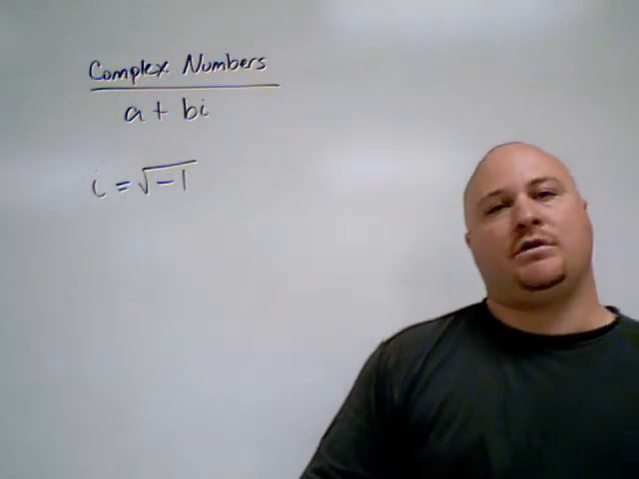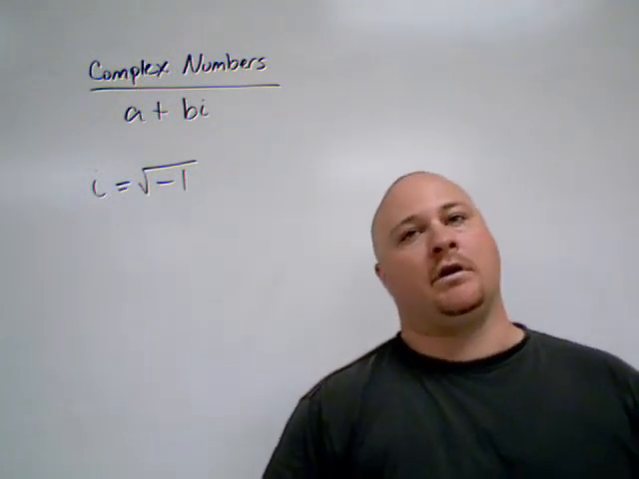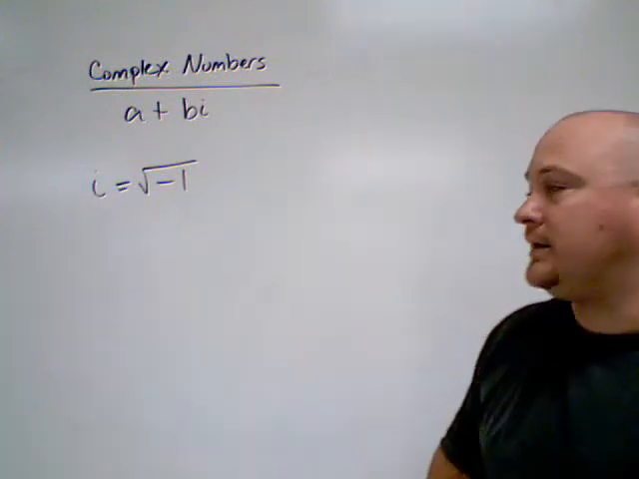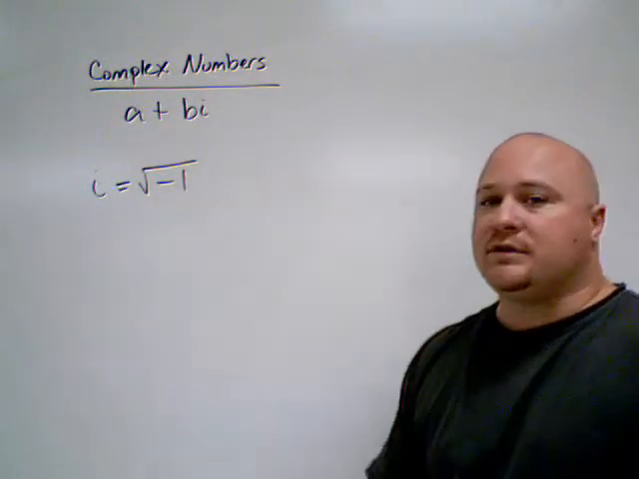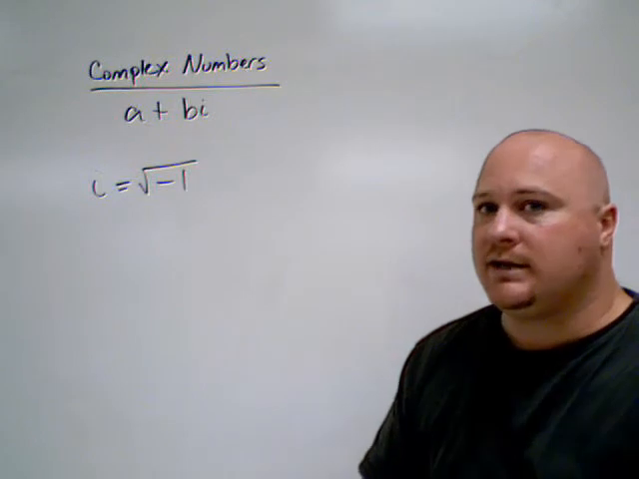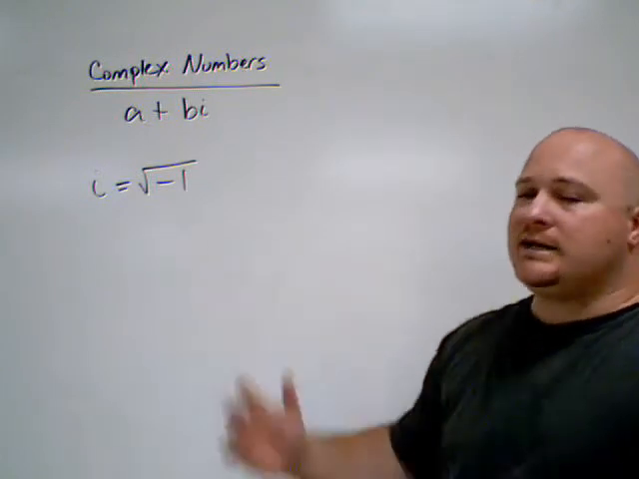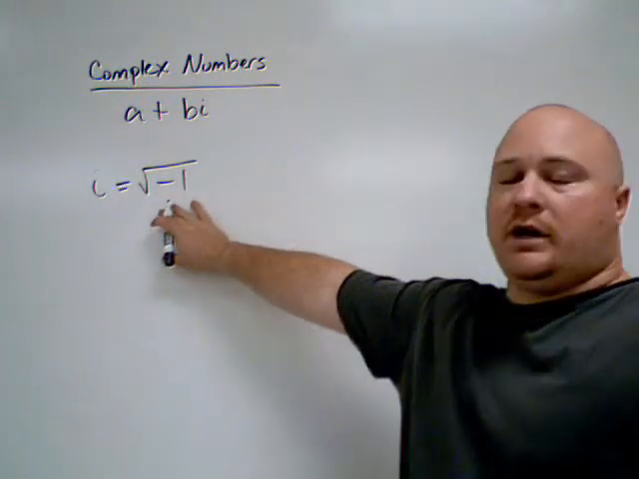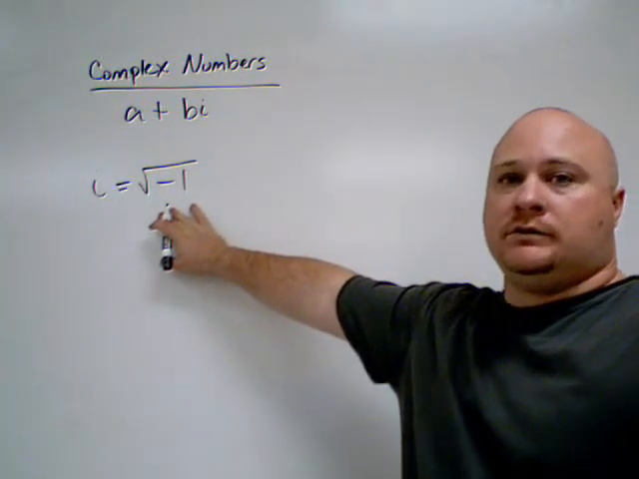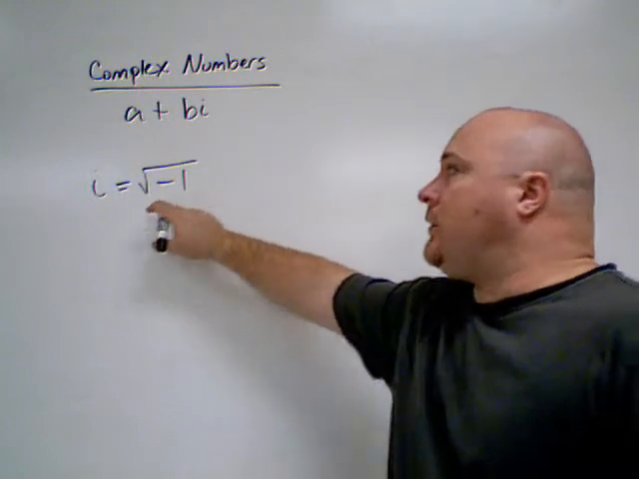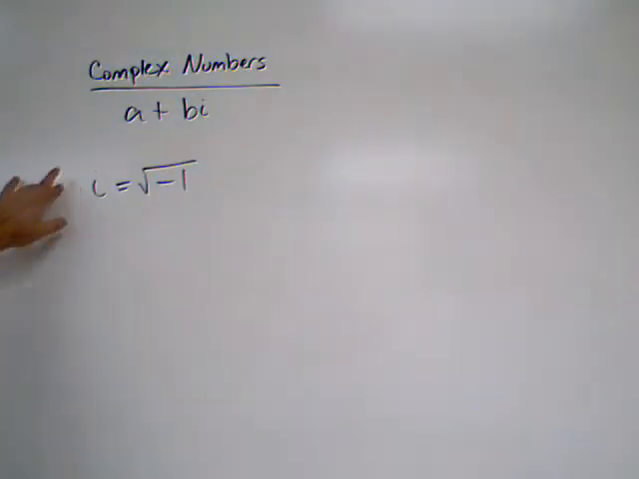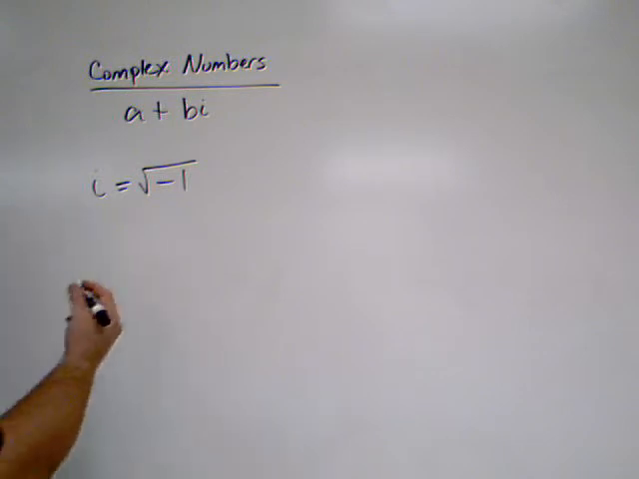Of course, you cannot take the square root of a negative number, so we have to have something to help us deal with that. And i is going to help us deal with that. I, of course, stands for imaginary. Since you can't really take the square root of a negative number, it has to be imaginary. So whatever we have under our radical, if it's a negative number, we're going to replace that with i.